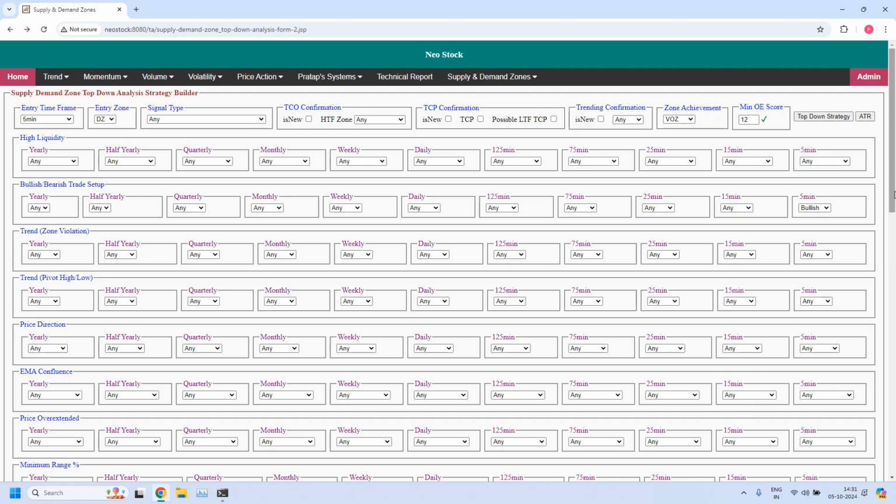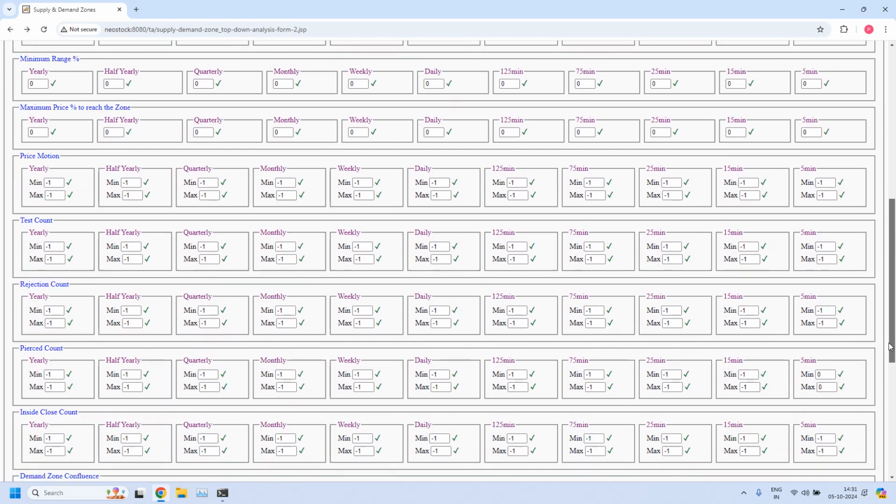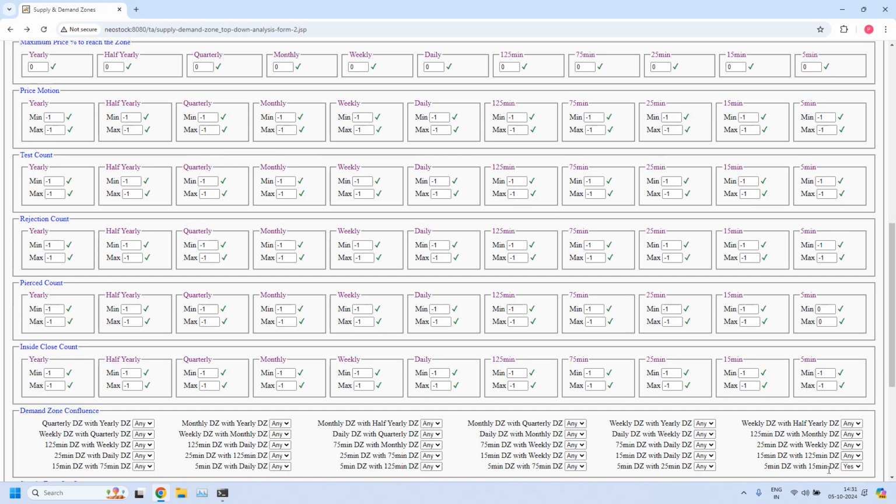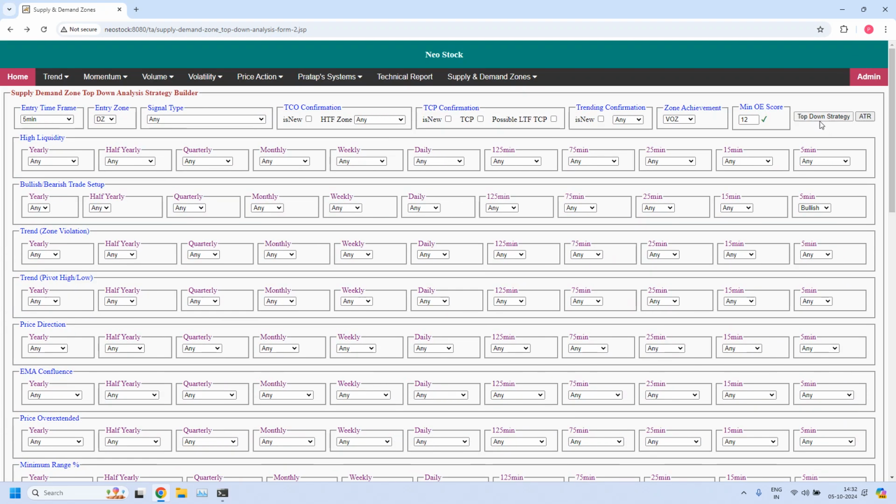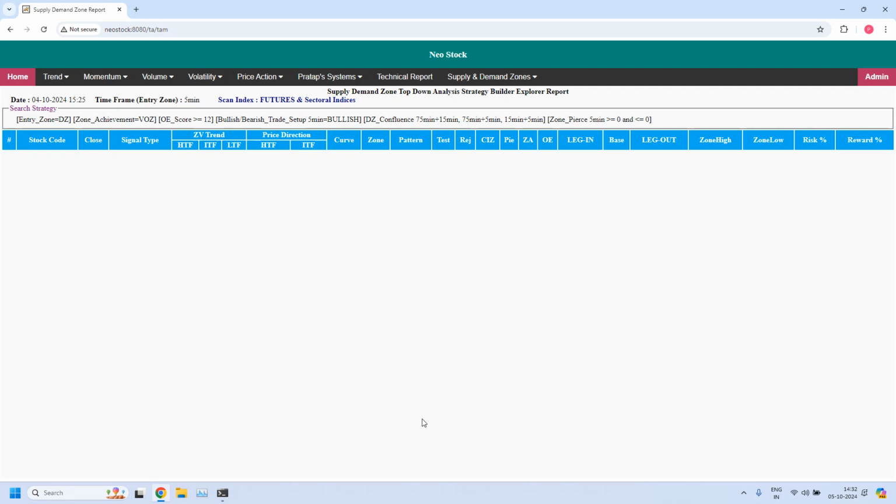I removed the EMA filter. In the demand zone confluence, 5 minutes demand zone with 15 minutes demand zone is enabled. Next, 5 minutes demand zone with 75 minutes demand zone, that is LTF and HTF confluence. Next, 15 minutes demand zone with 75 minutes demand zone confluence, that is ITF and HTF confluence. With all the 3 filters, LTF, ITF, HTF confluence, no stocks are filtered. So none of the demand zones currently support LTF, ITF, HTF confluence. We only have 3 stocks with ITF confluence.